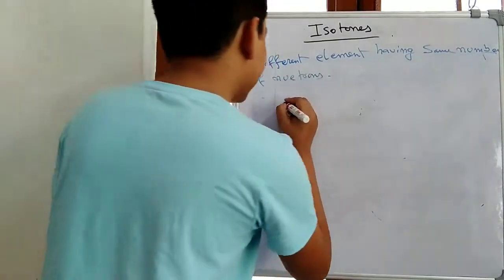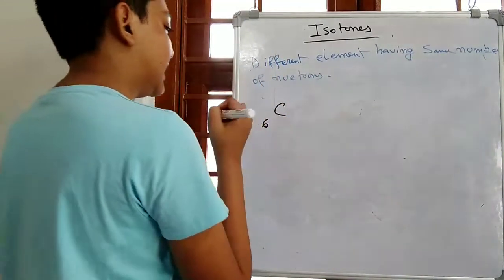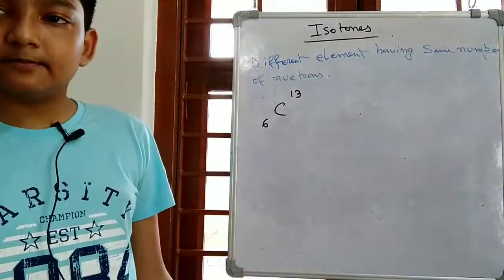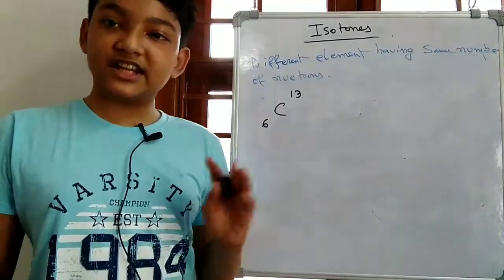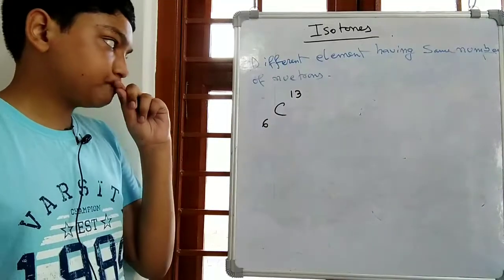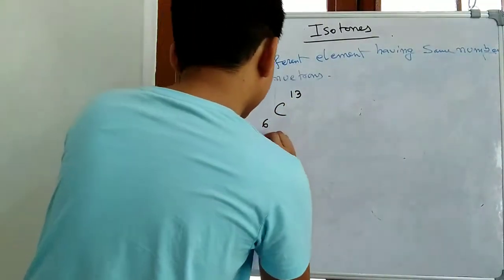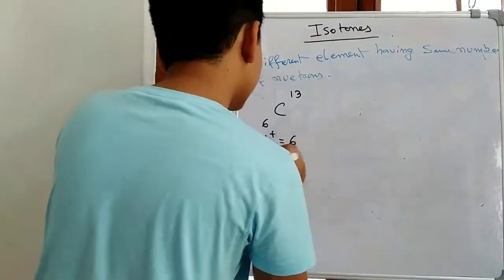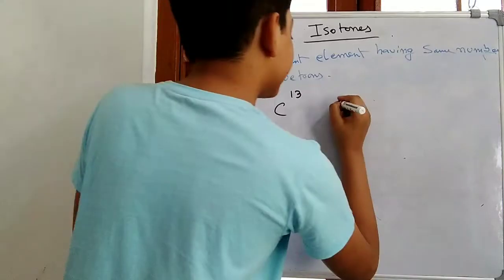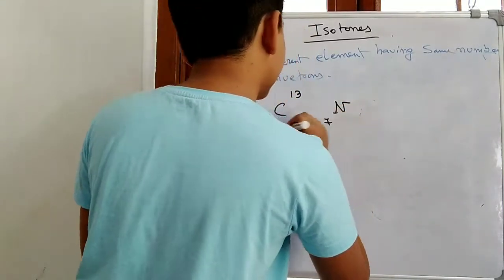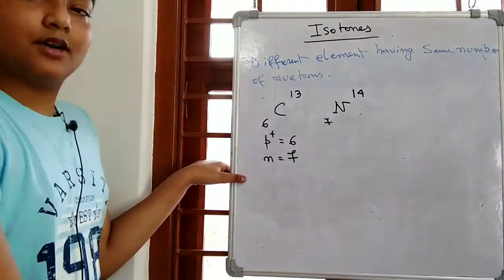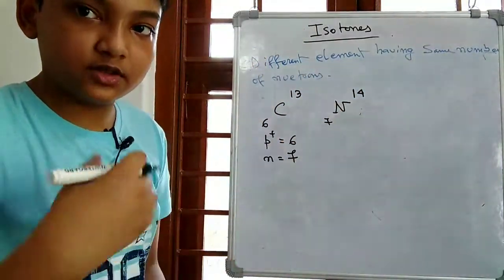Now for example, I take carbon only. Carbon has 6 as the atomic number, and let its mass number be 13. In general its mass number is 12, but I'm taking 13. Let us write the configuration. P plus is 6, means proton is 6. The neutron is 7. Now let us take nitrogen. Nitrogen has 7 as atomic number, the proton number, and 14 as its mass number.